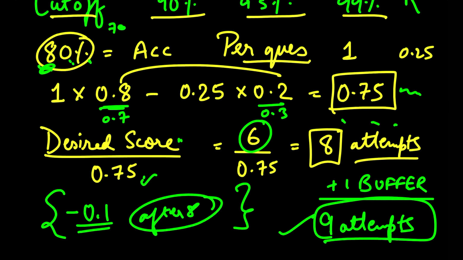So if you got this entire calculation properly, how to take your average, get the accuracy from it, then work out your attempts on the basis of your accuracy, then you know the drill.